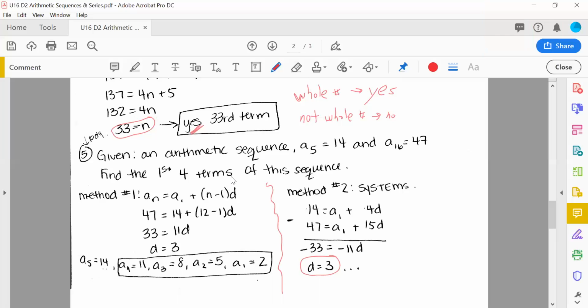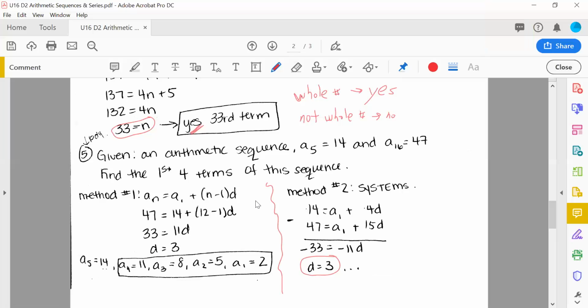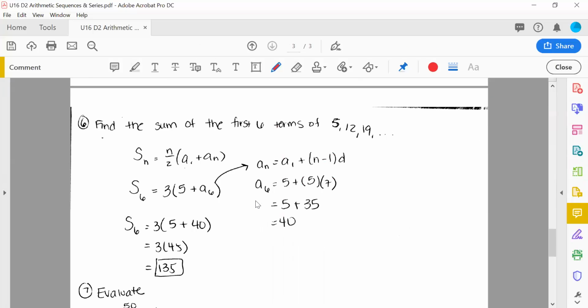So I start with 47 as the nth term. I start with 14 technically as the first term, but then there's 12 total terms, so 12 minus 1. So then I solve it through, and I also get that d equals 3, and then I solve it backwards the same way. So you have two different ways to solve a particular problem that looks like this. Okay, 2 examples left, and then done.